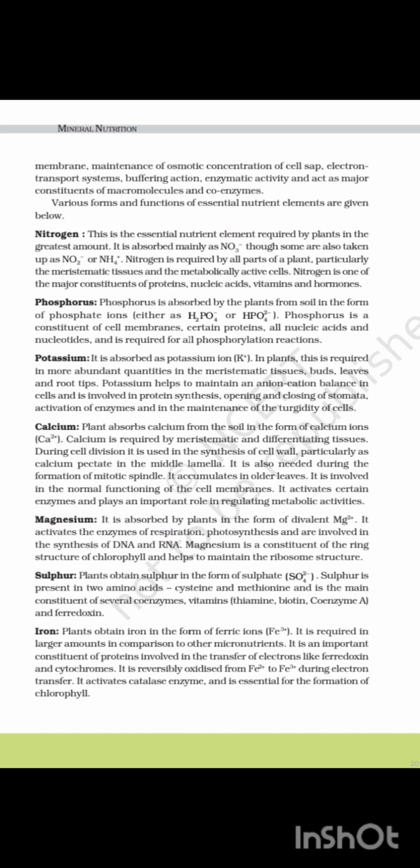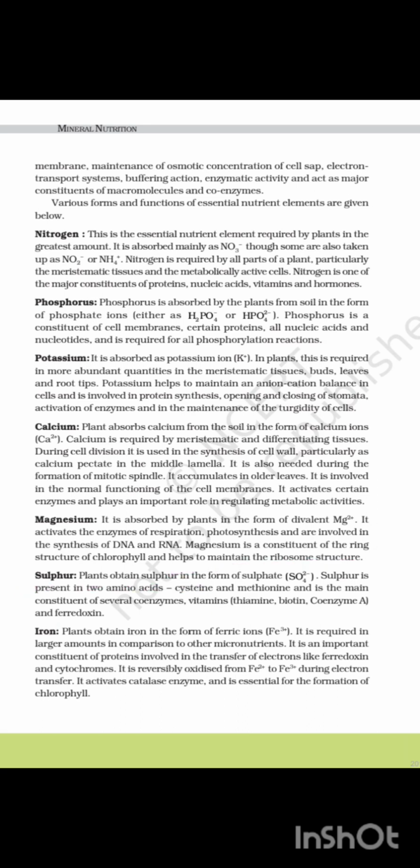Magnesium. It is absorbed by plants in the form of divalent Mg2+. It activates the enzymes of respiration and photosynthesis, and is involved in the synthesis of DNA and RNA. Magnesium is a constituent of the ring structure of chlorophyll and helps to maintain the ribosome structure.